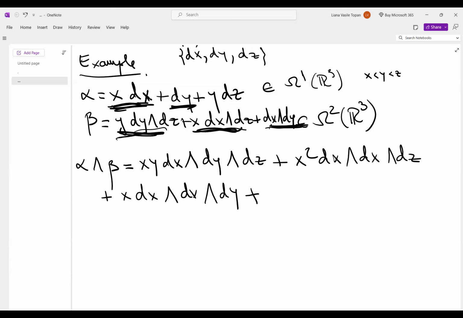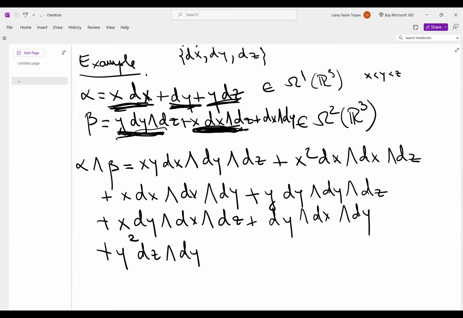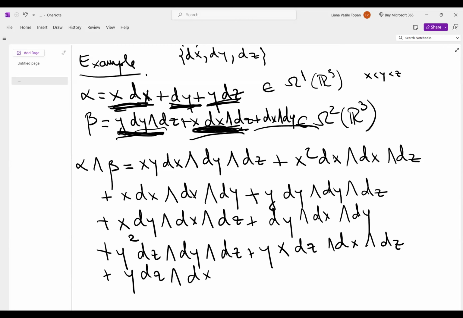So I'm taking this, wedge product with this, so I have y dy wedge dz, plus, moving here, x dy wedge dx, y wedge dz, plus, moving to this one, y wedge dx wedge dy, plus then I move to y dz, so I have y squared dz wedge dy wedge dz, plus yx dz wedge dx wedge dz, plus, and I move here, I have y dz wedge dx wedge dy.